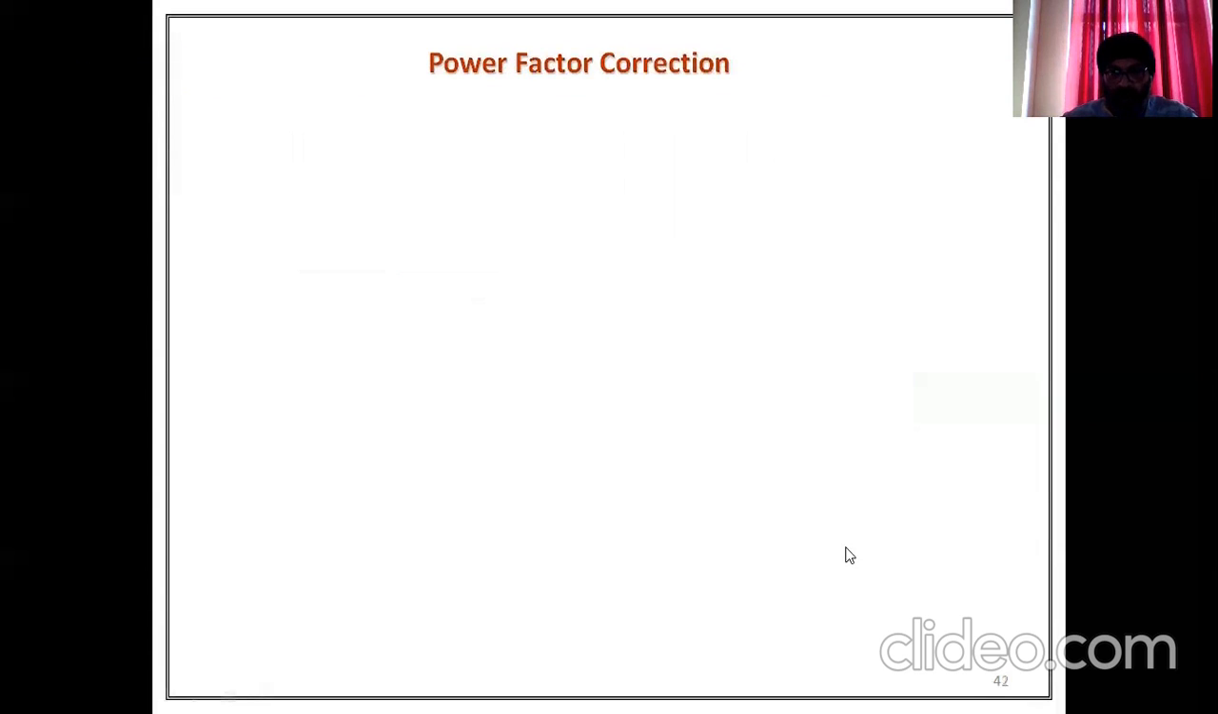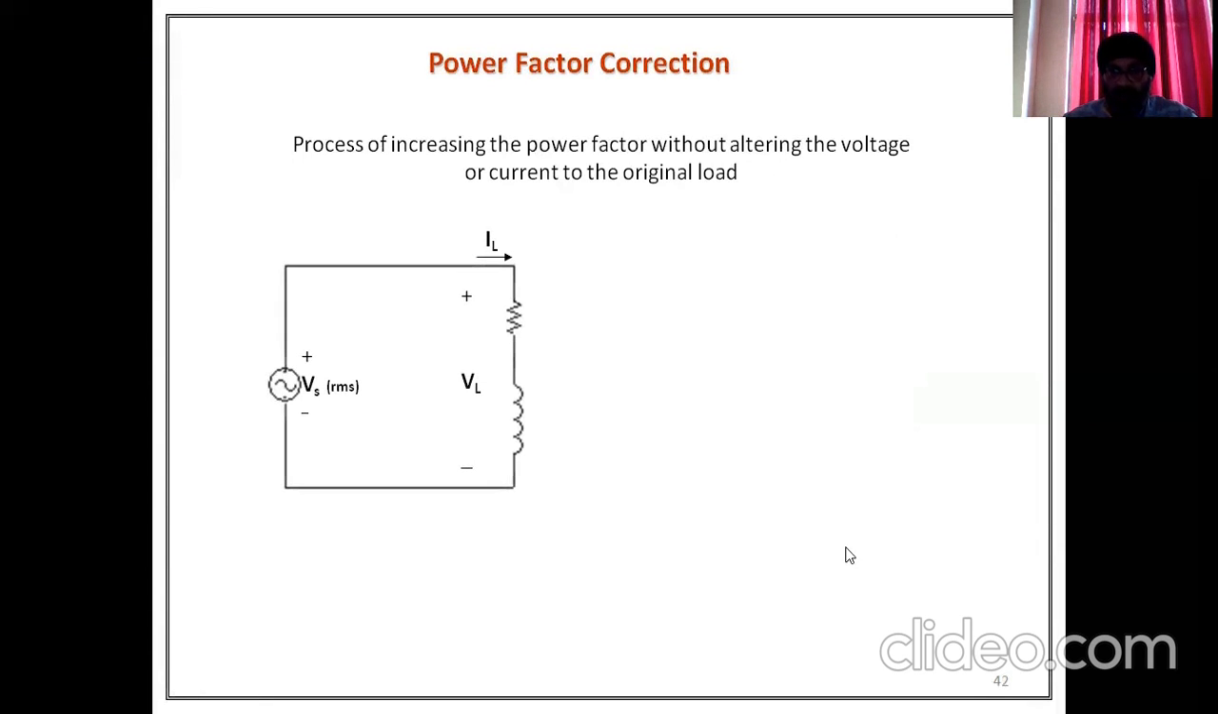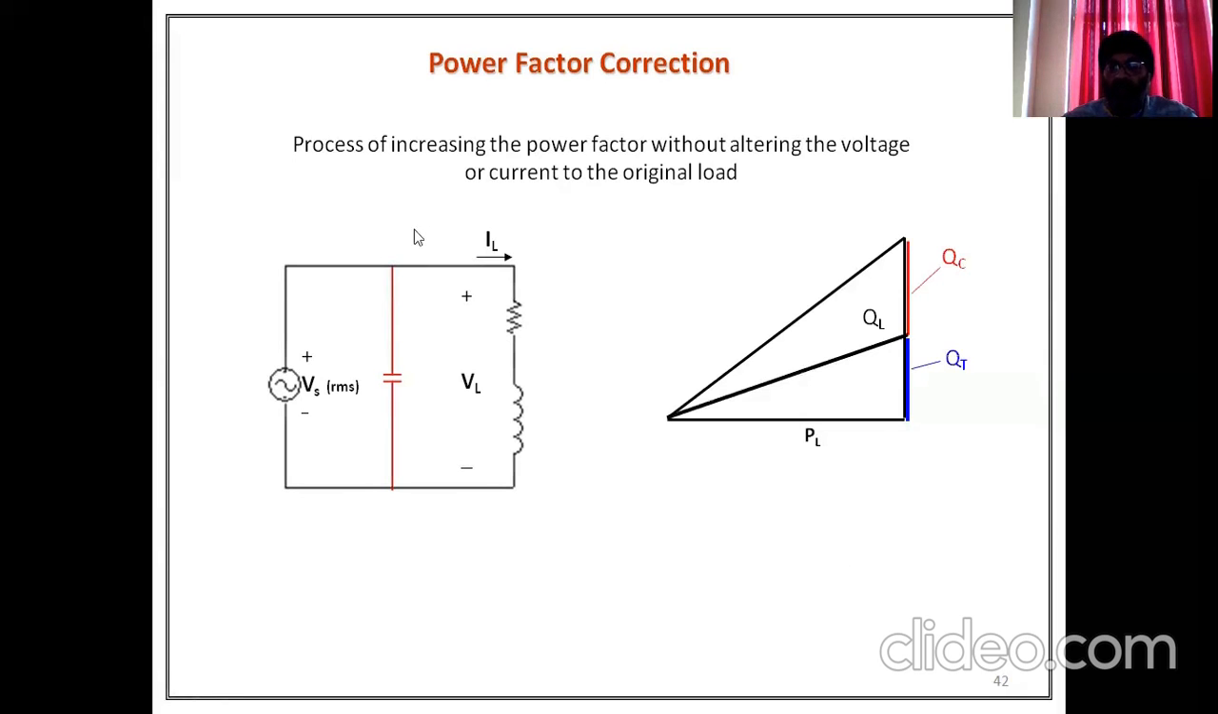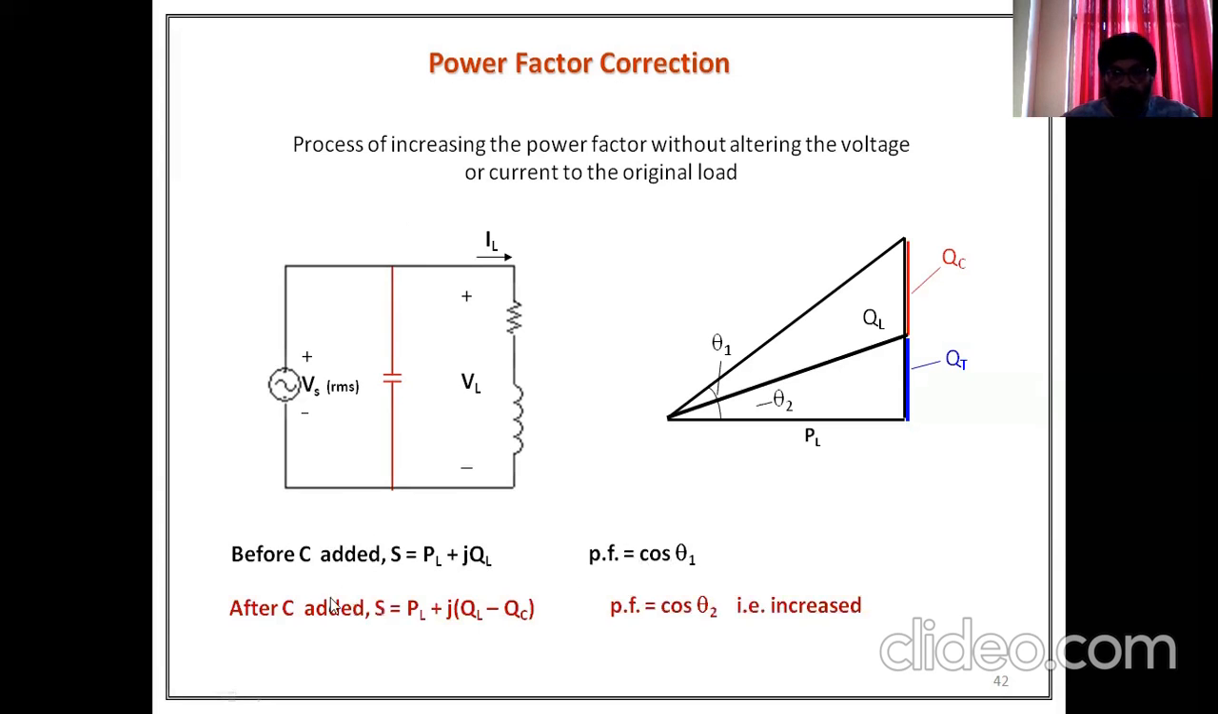Now, how do we correct or change this power factor? We just insert a capacitor in between. Before adding a capacitor, as in the previous slide, the power factor was cos theta 1. Now after adding the capacitor, the active power remains the same, because capacitor and inductor only contribute to the reactive power. Resistance contributes to the active power. So this remains the same and the reactive power now changes.